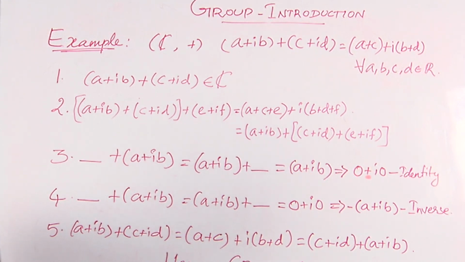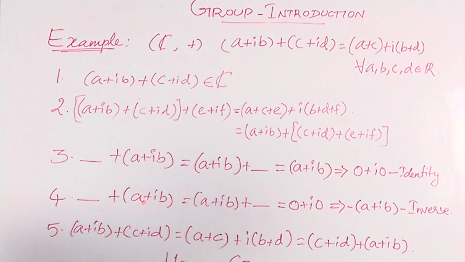Therefore, 0 plus ib is an identity element which is also an element of the complex numbers. And the fourth property, inverse, that means we have to find an inverse for each element. So, take a plus ib, which means we have to find one more element such that the element plus a plus ib equals a plus ib plus the element, which equals 0 plus i0, which is the identity element from property number 3.